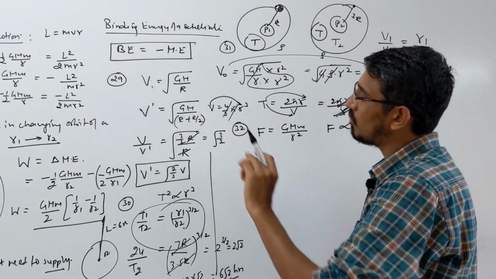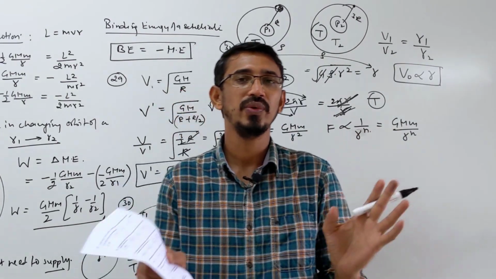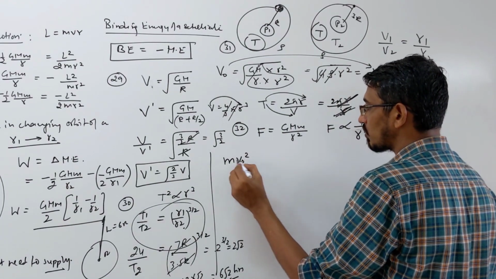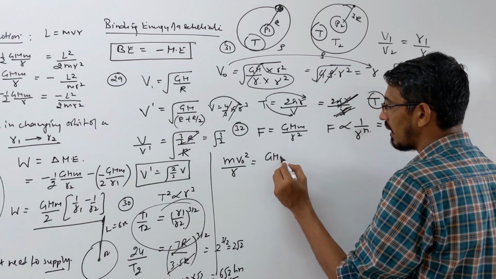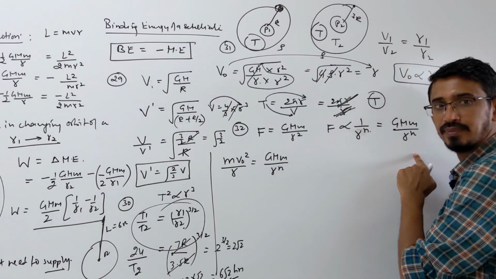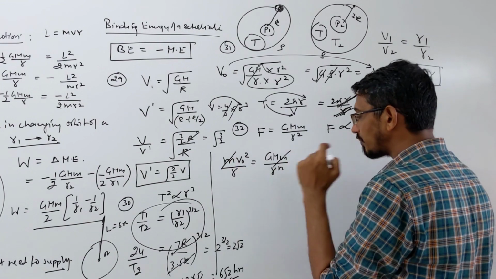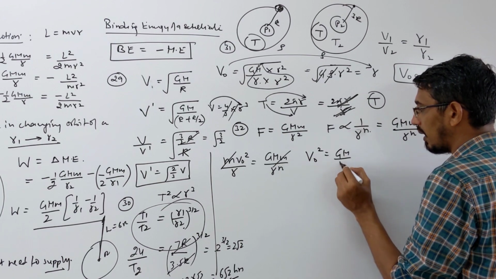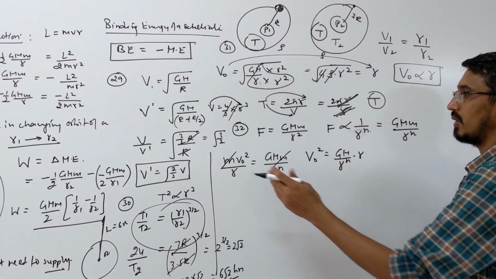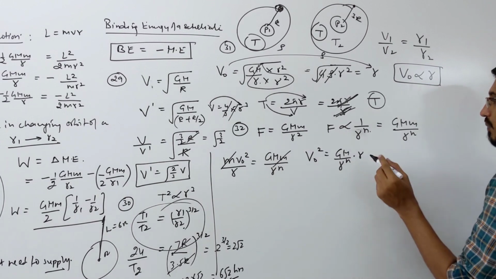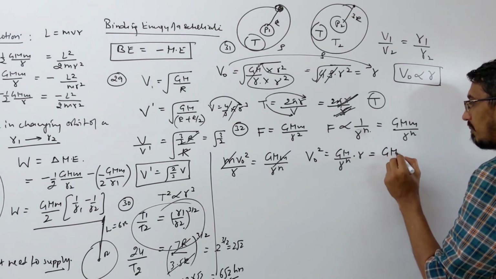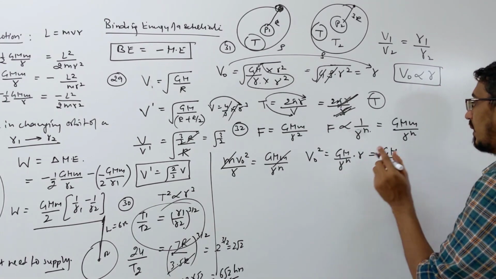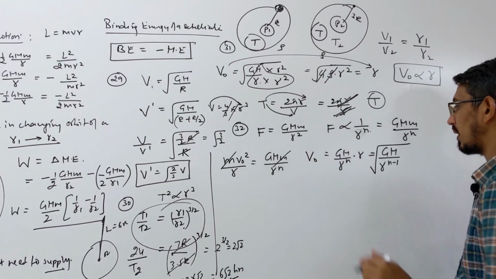We already did how to calculate orbital velocity: we equate gravitational force to centripetal force. Let's do the same thing again here. Centripetal force is m v naught square by r, and gravitational force is G m upon r power n. The m got cancelled again. So v naught square will equal G m by r power n into r, which gives G m upon r power n minus 1. I send that r down, and the root of this will be your orbital velocity.